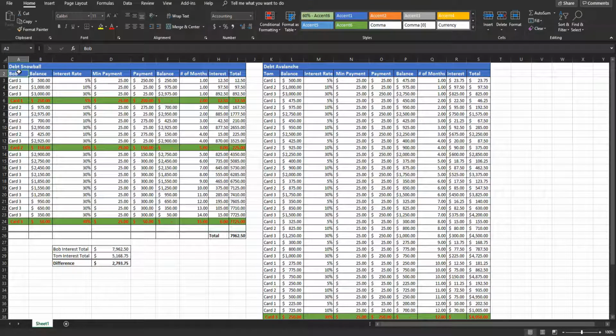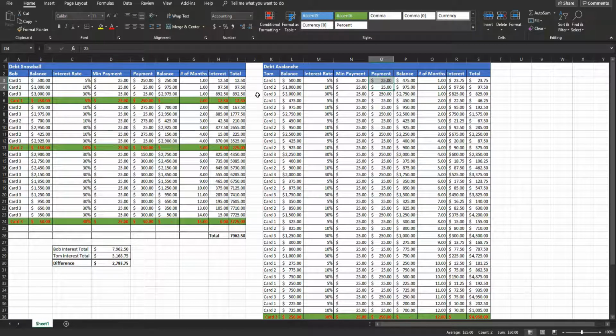Alright, so here we have Bob doing the Debt Snowball, and we have Tom doing the Debt Avalanche. Both of them have their 3 cards with the same interest rate. And you're gonna see they have a $250 excess in their monthly budget they're gonna apply towards debt, on top of minimum payments. So they have $300 in total.